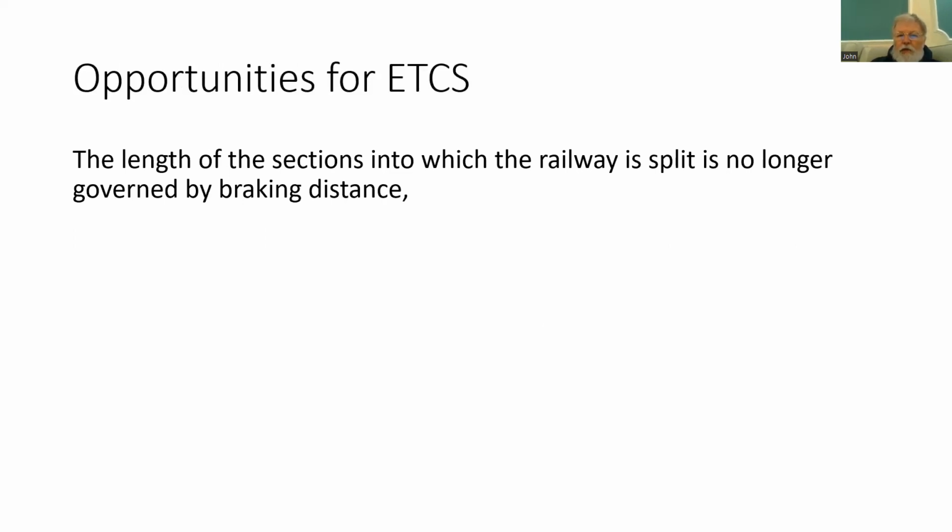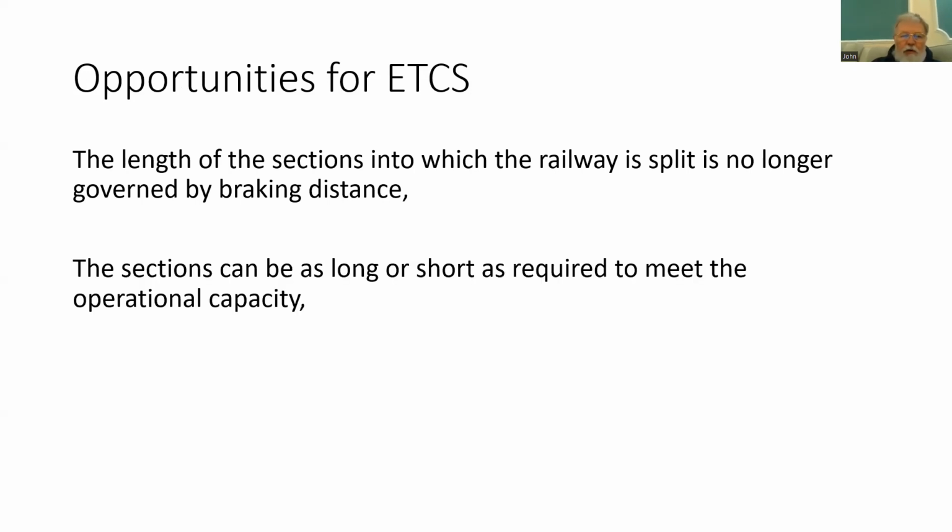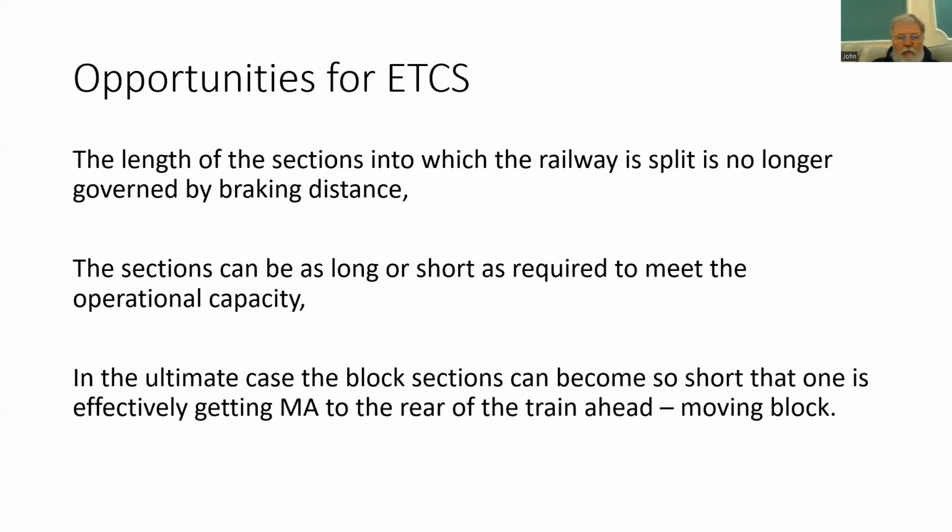Well, the length of sections into which a railway is split on conventional signalling is fixed by braking distance and the like. However, with ETCS, we don't need to have sections which are related to the braking distance. They can be as long or as short as required to meet operational need. That's particularly useful around stations where you may want several short sections on the approach so trains can get close, ready to enter the platform as soon as it becomes clear. In the ultimate, block sections could become so short that one is effectively getting a movement authority up to the rear of the train ahead. You could call it moving block.